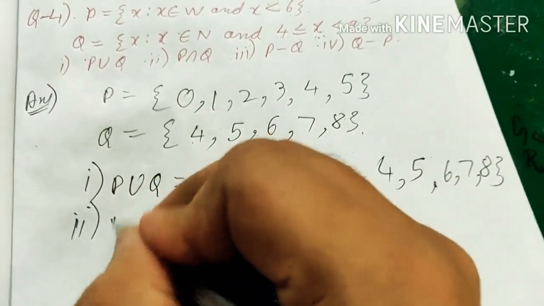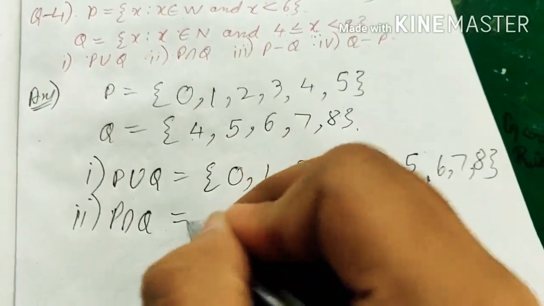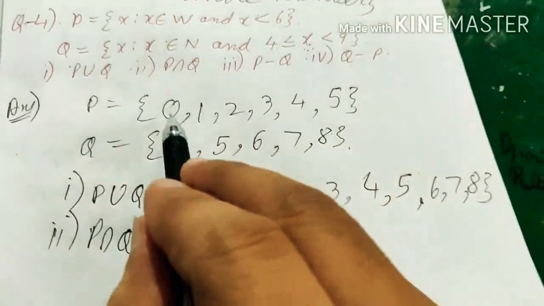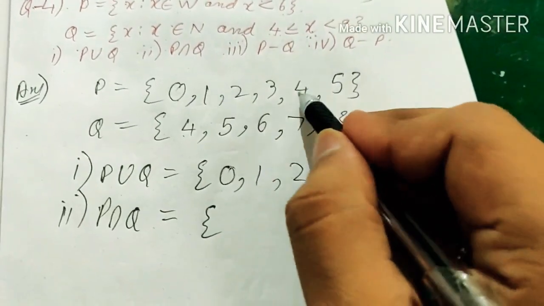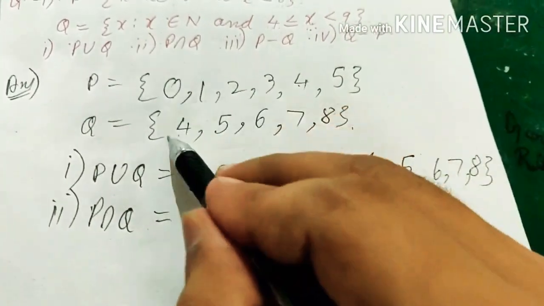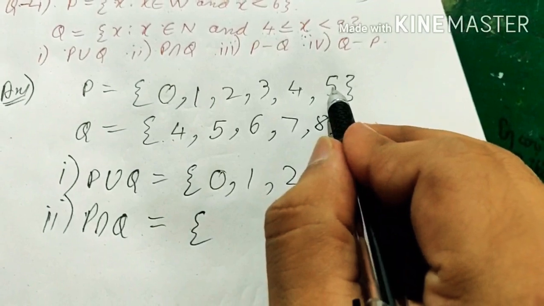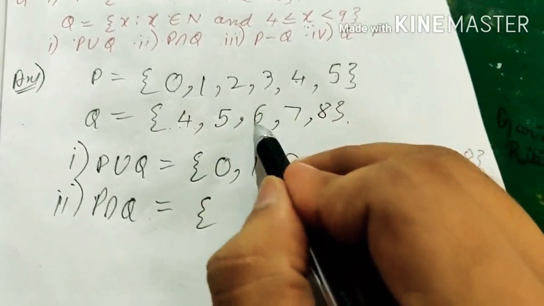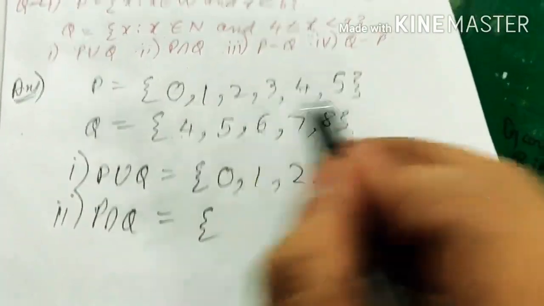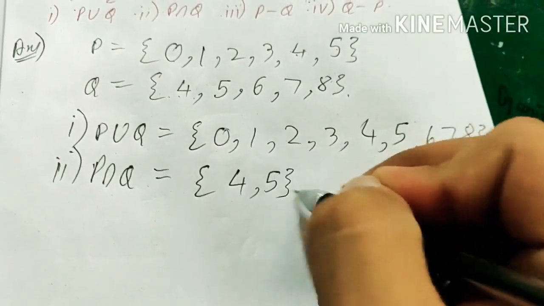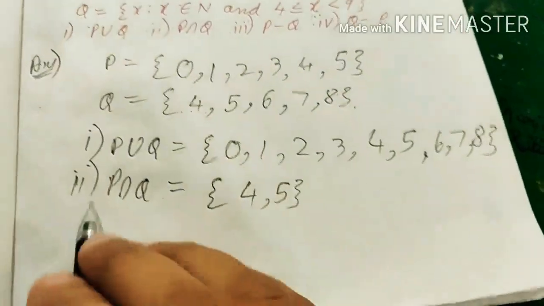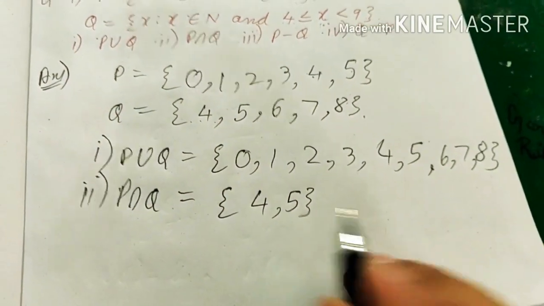Second set is P intersection Q. We have to write the common values between set P and Q. If we see 0 is not common, 1 is not common, 2 is not common, 3 is not common. If we see 4 is in P as well as in Q. 5 is also in P as well as in Q. 6 is only in Q but not in P. So 4 and 5. This is the P intersection Q.